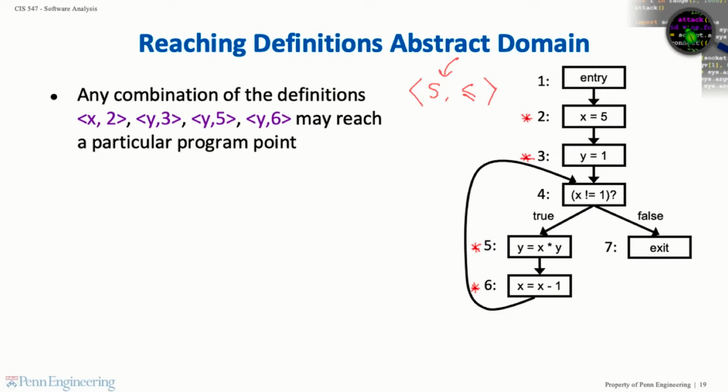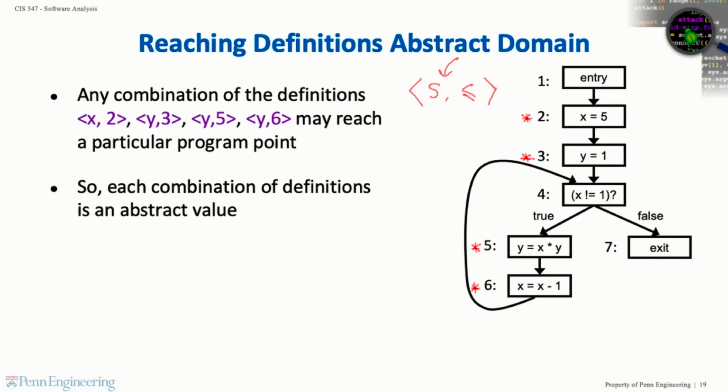Strictly speaking, we should also include two more definitions, one each capturing the fact that variables x and y are uninitialized at the start of the program. But we will omit these for the sake of brevity. Any combination of these definitions may reach a particular program point. Therefore, any combination of these definitions is an abstract value.